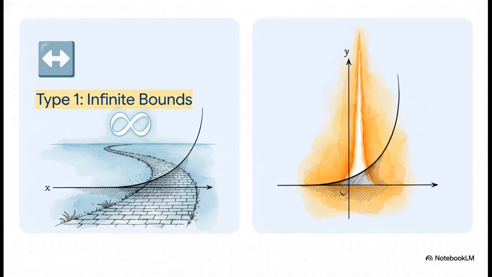This slide gives us a perfect breakdown. On the left, you've got type 1. Think of this as the area stretching out sideways to infinity. On the right, you've got type 2, where the area is stretching upwards to infinity because of an asymptote. See? Both are infinity problems, just going in different directions, and we're going to tackle both.